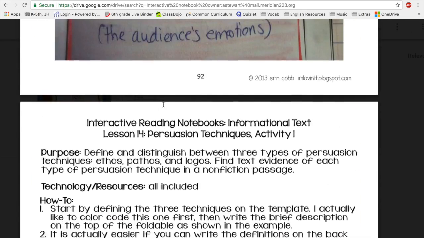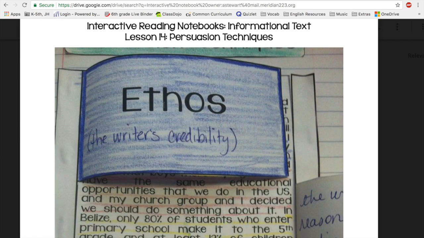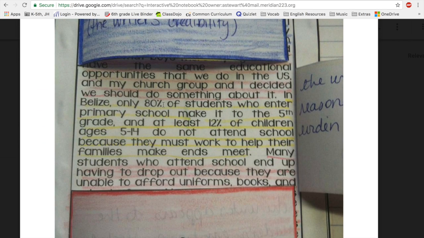Next thing we're going to talk about is logos. And the reason we underlined or color-coded logos yellow is because it's kind of like a light bulb. It's an idea. And logos, what we really focus on is statistics and numbers to prove opinions. So if we say like 90% of people recommend the school day be longer, that would be logos because we're talking about 90%. 90% is a lot.